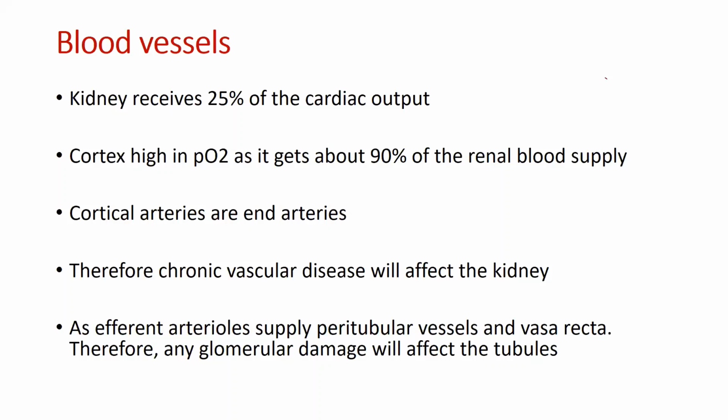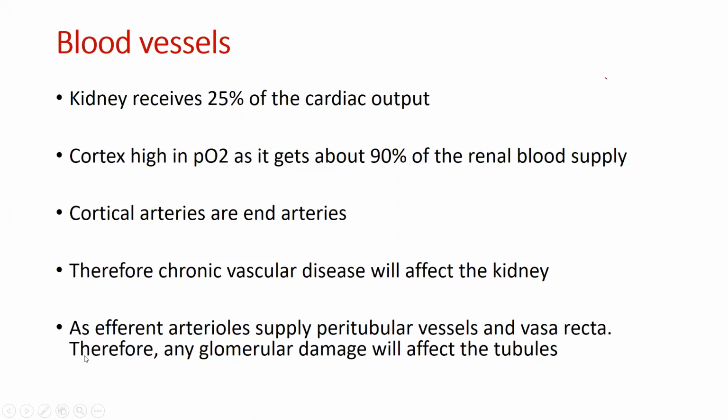And of this cardiac output, most of the blood is seen in the cortex, because that is where you have the most activity in the kidneys, because your glomerulus and all of that is predominantly situated in your cortex, and you have the highest oxygen requirement there. The other important thing is your cortical arteries are end arteries. So you can imagine if you damage one of these arteries, there is no collateral to supply blood from another place. So that damage becomes very permanent.